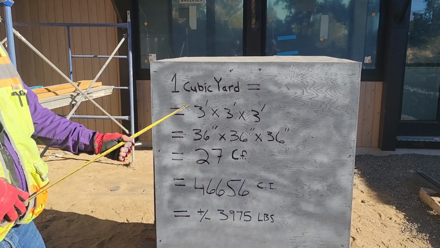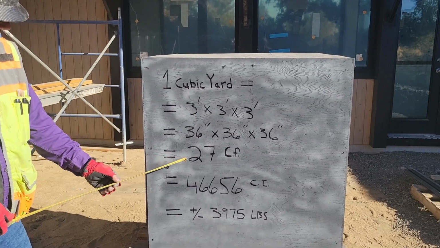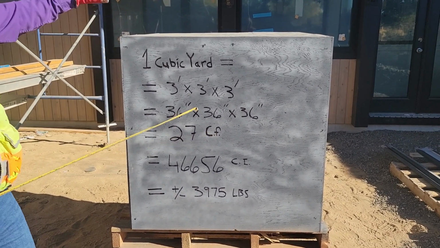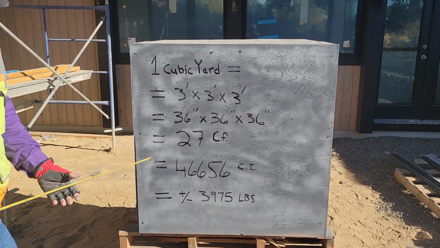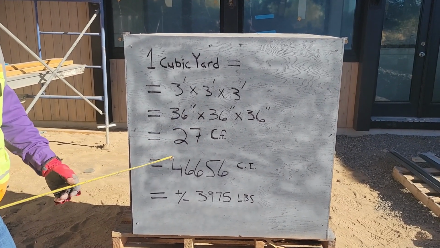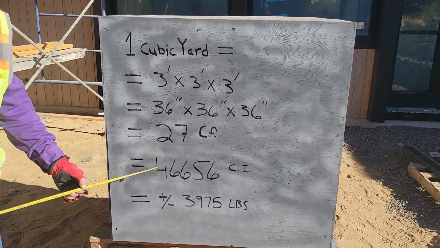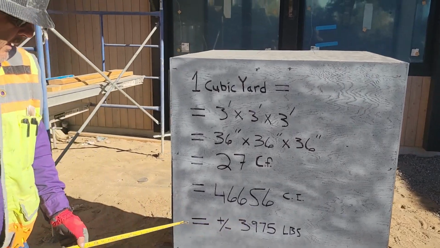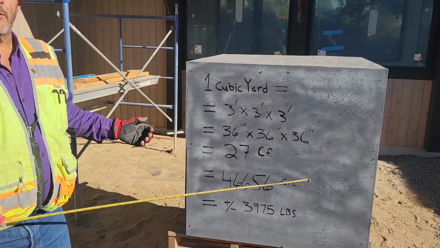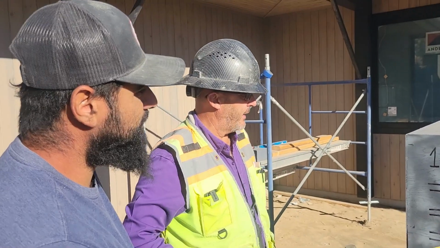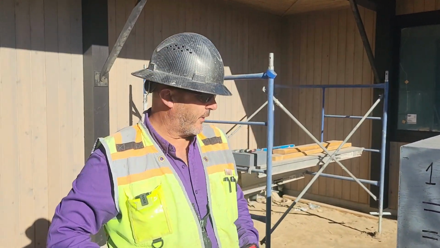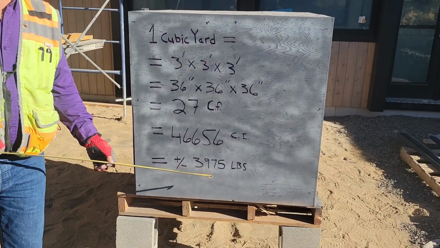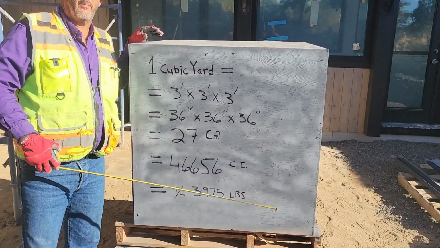Okay, so let's go on to a couple other characteristics. The 3 by 3 by 3 is equal to 27 cubic feet, which would be 27 of these put together. And in inches, this whole thing is 46,656 cubic inches. Just out of my curiosity, I looked up the weight of a yard of concrete, and it's about 3,975 pounds.